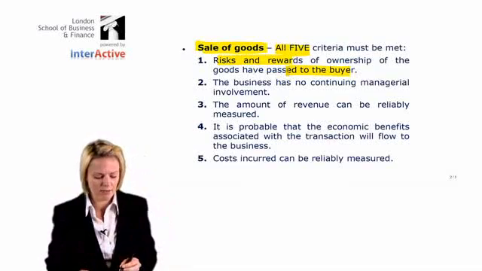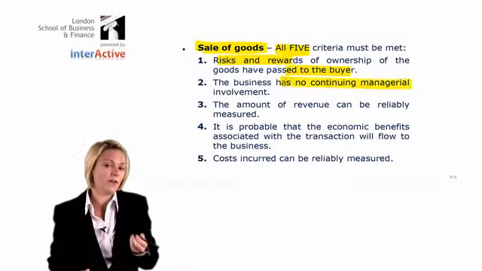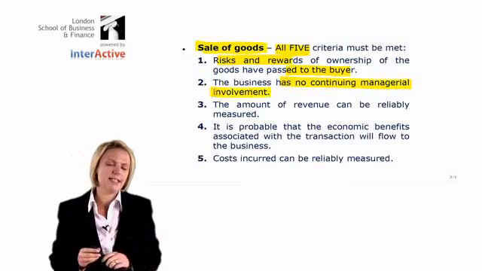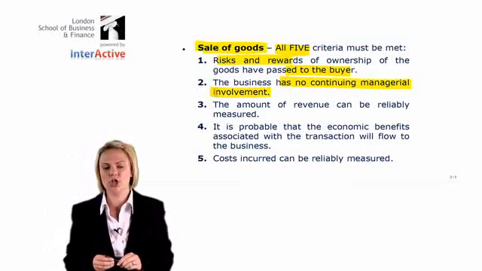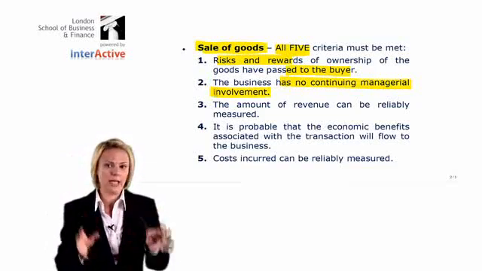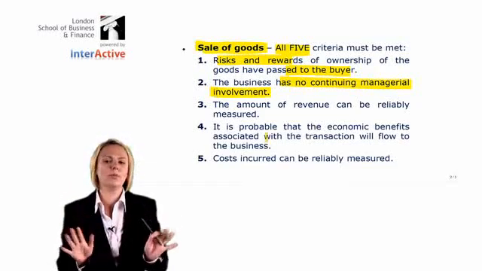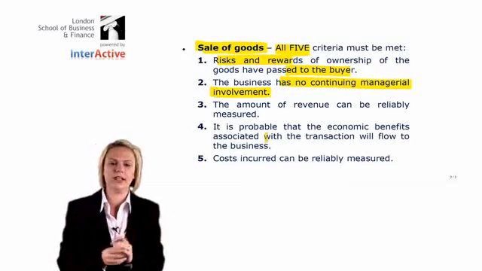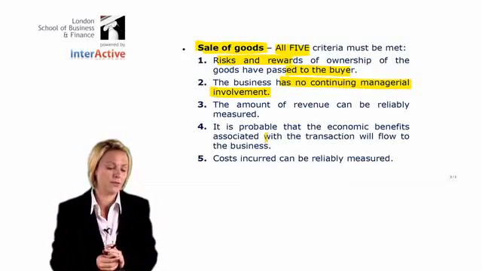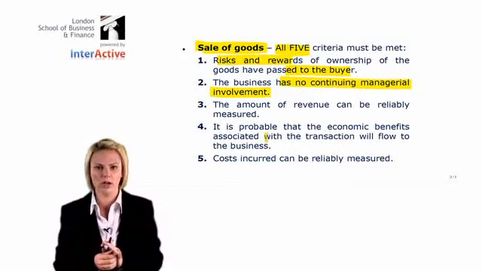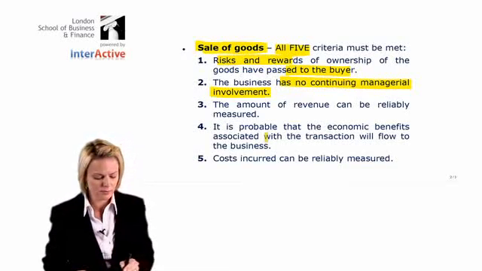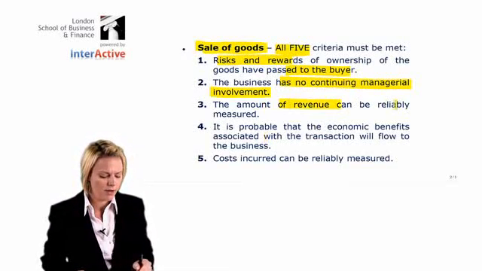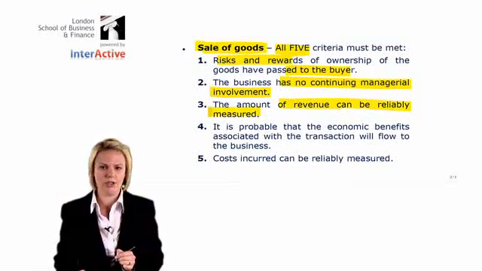The second criteria, linking in with the first one, is that the business has no continuing managerial involvement. Once you get your books, that's it, they're your books to keep. We've got nothing to do with it. We have no more managerial involvement with those goods.